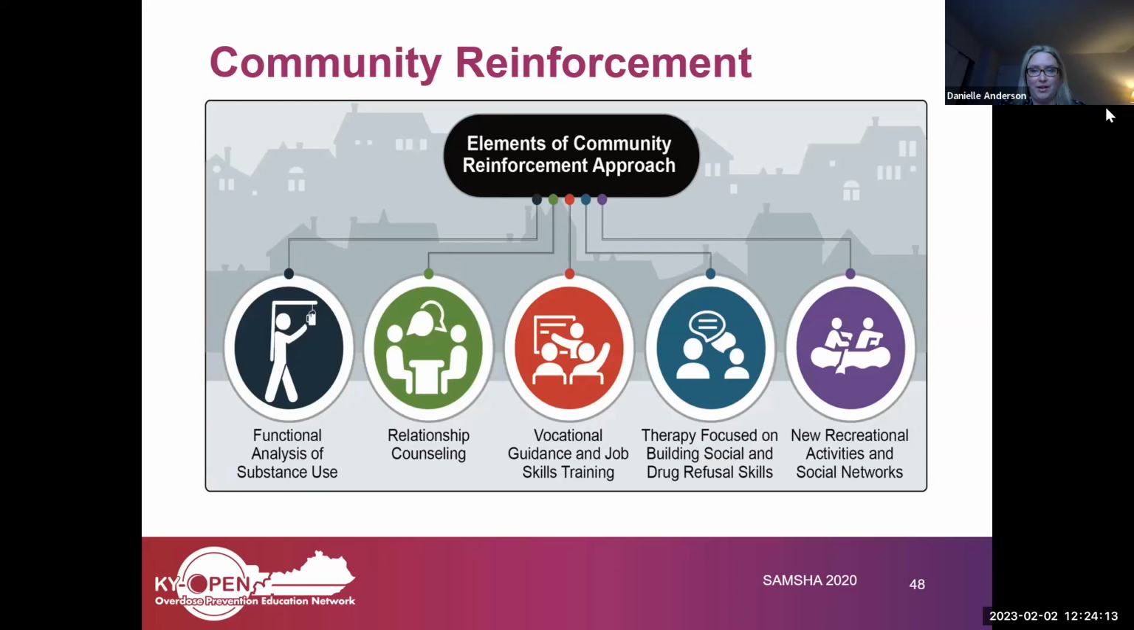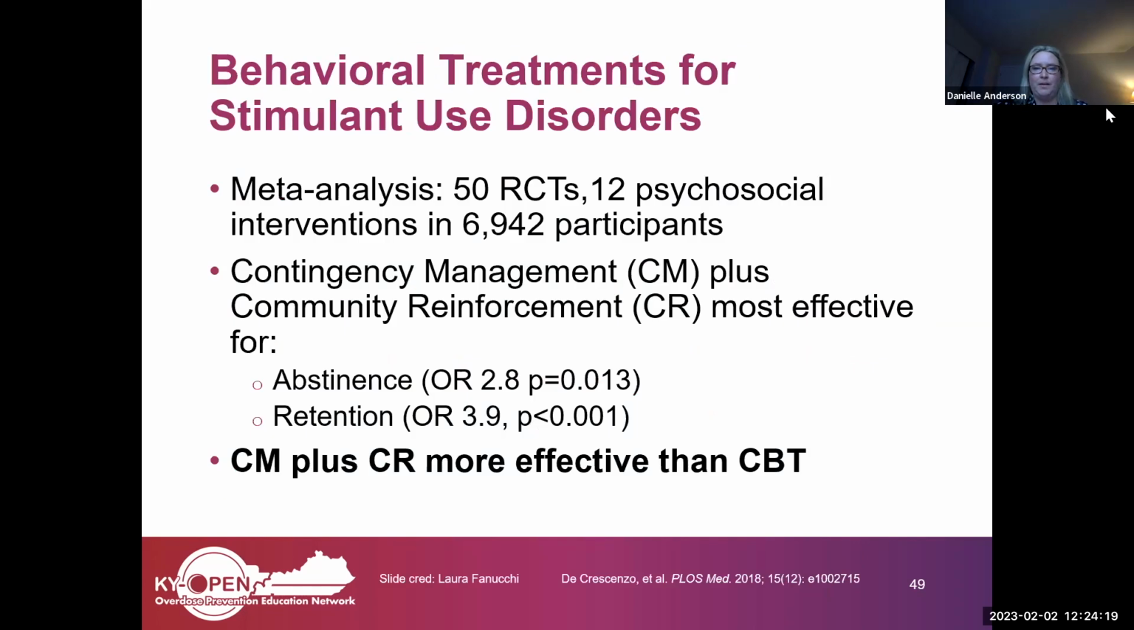Difficult to implement, it requires a lot of moving parts, as you can see. So when we're looking at these behavioral treatments, it's been really difficult to study this on the whole, because we just do not have that much research into stimulant use disorders. But there was a meta-analysis that looked at 50 randomized controlled trials, 12 psychosocial interventions, and this involved about 7,000 participants. And what this showed is that the most effective, and this was for various substance use disorders, and then they broke it down into opioids, stimulants, and alcohol.